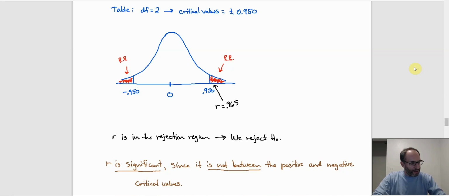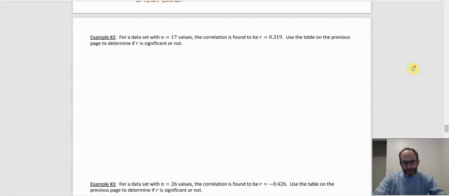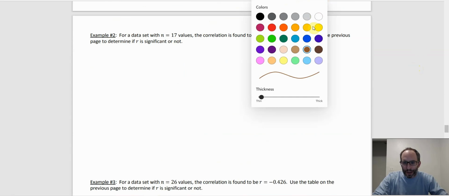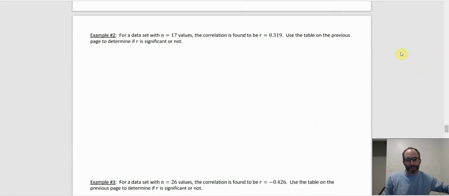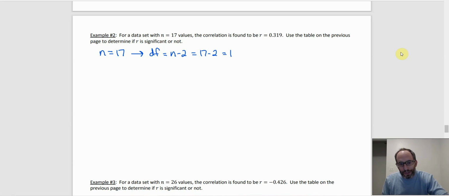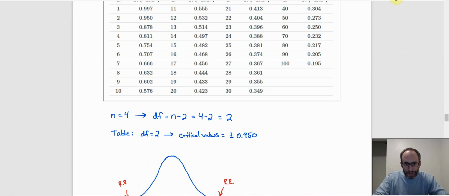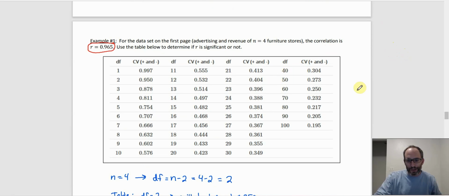All right, then there are a couple more of these. Let's see. So then data set with 17 values. The correlation is found to be 0.319. So then is that going to be significant or not? Well, let's see. If n is 17, then the degrees of freedom must be 15, right? So if n is 17, then the degrees of freedom is n minus 2. So that's 17 minus 2, which is 15. So then in the table, we need to go to where there are 15 degrees of freedom. And if you look at where that is, it looks like our critical values are plus or minus 0.482.